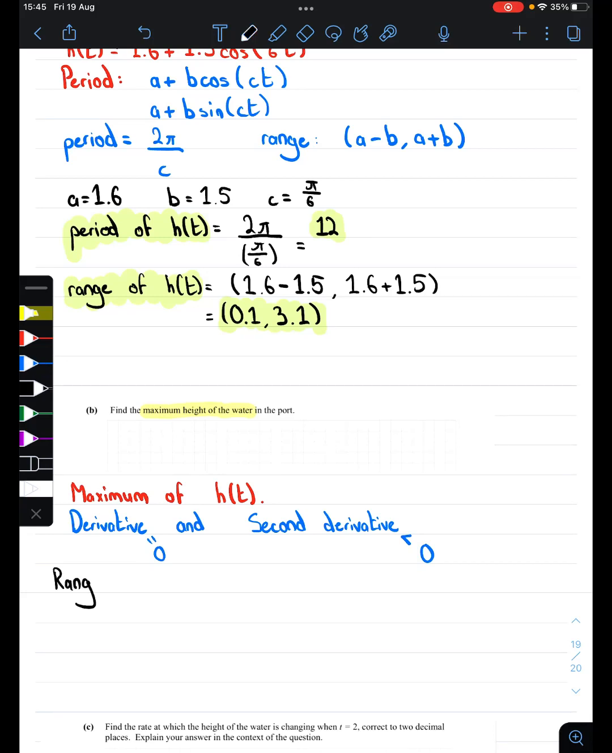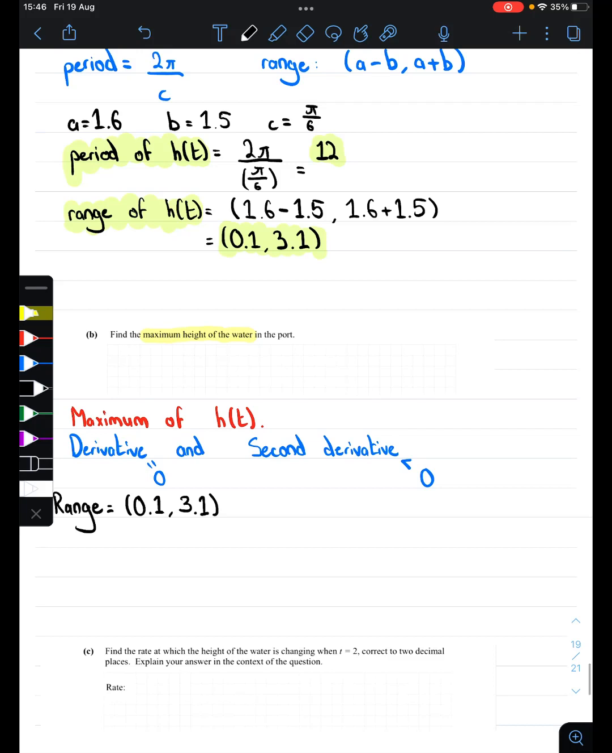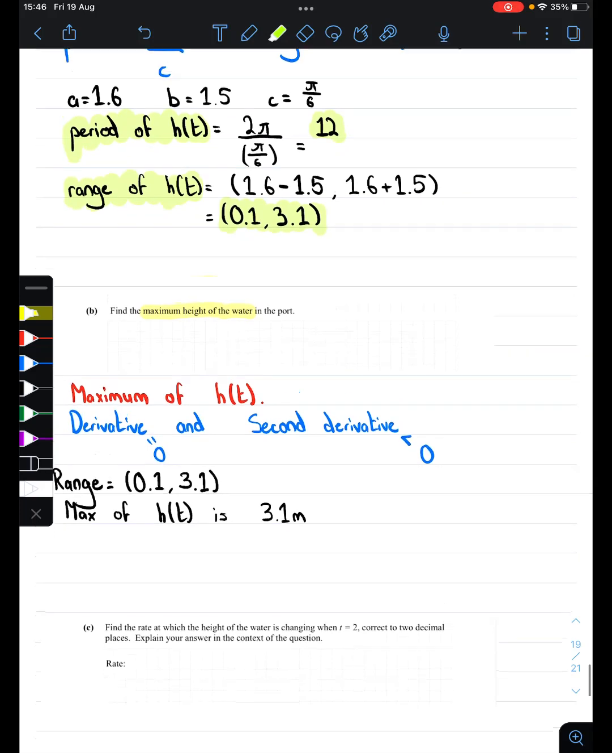So the range is 0.1 to 3.1. The range is the set of values that the function attains. So the height of the water goes all the way from 0.1 to 3.1. It takes values in that range. And so the maximum value there is, of course, 3.1. So we have this sort of trick way to do it, since we've already calculated the range.